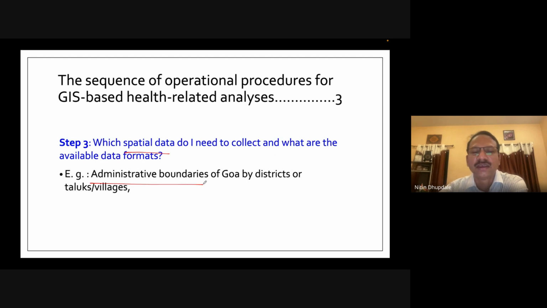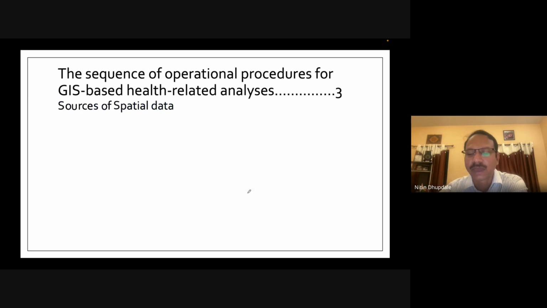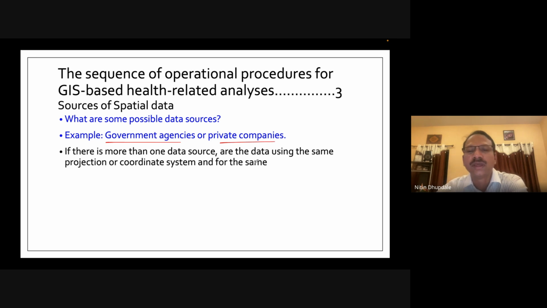So we need these shape files from the state with the district level or taluka level or village level, buildings, roads, coastlines. So all these files we need so that we can map our data. Other data we need could be coming from government or private data. So what kind of data is available, that we need to know, and how it is collected, what coordinate or projection system they are using, that is also important.